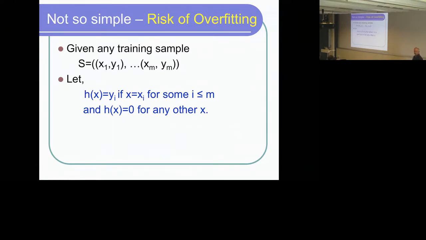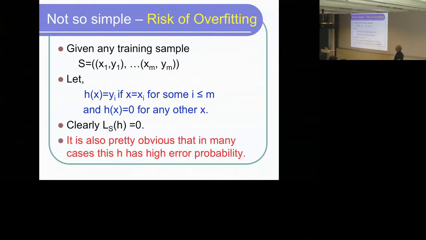So here is a very good spam detector. On any email for which you gave it the label, whether it was spam or not, it will just spit back what you gave it. And on every new email, it will say it's spam. Now, clearly, this predictor has 0 empirical error. On the sample that we trained on, our predictor is doing a perfect job. But still, there are many situations in which we will not be happy with this predictor. It's pretty obvious that in many cases, such a predictor will have high error. So just minimizing the error over the sample is not sufficient. Something is missing.